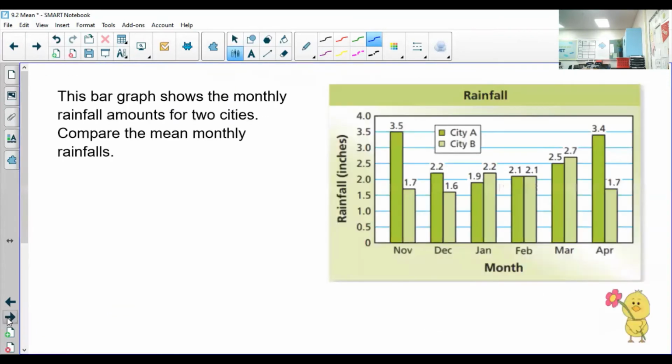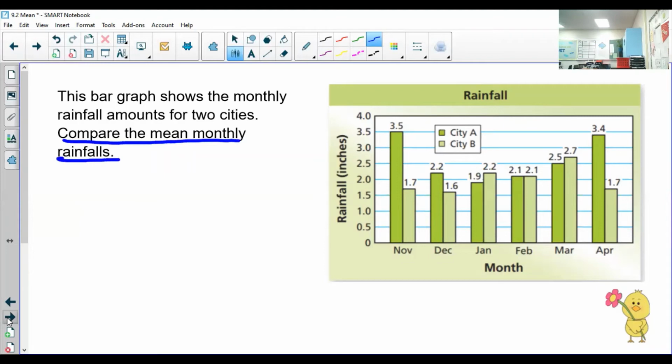Okay, so this bar graph shows the monthly rainfall amounts for 2 cities. Compare the mean monthly rainfalls. Okay, so here's what we have here. We've got city A, which is the darker green, and city B, which is the lighter green color. And we need to compare the mean monthly rainfalls.